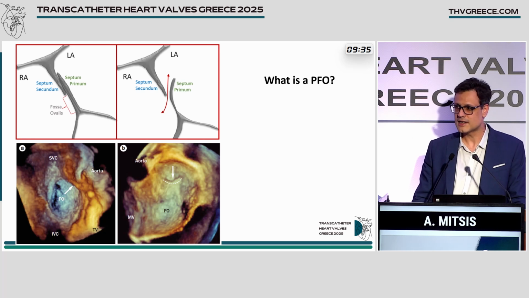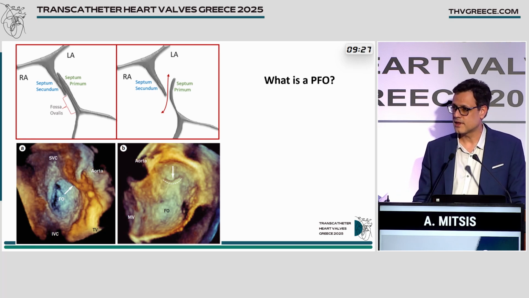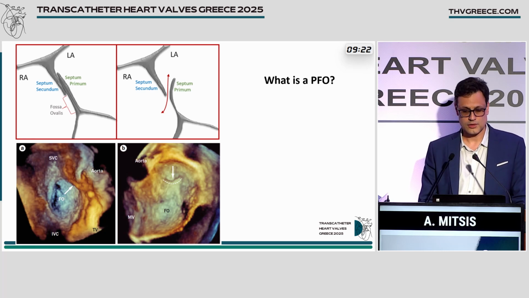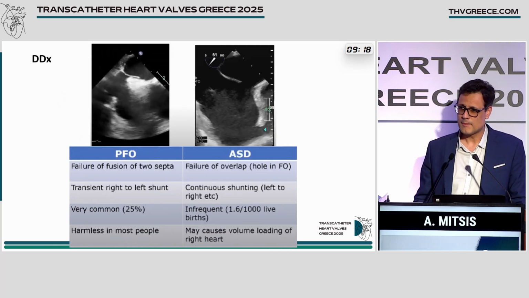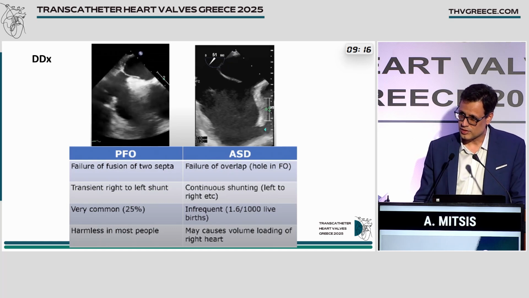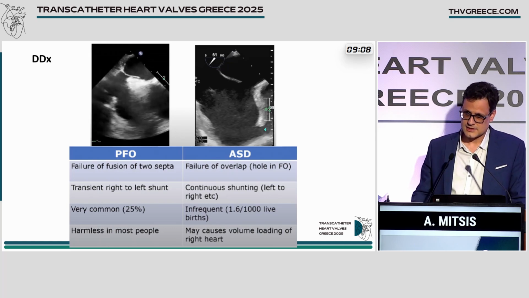Of course, this communication is vital in fetal life, but after birth and as the lungs start to expand, we expect an increase of the pressure in the left atrium and the fusion of the primum and the secundum. But this is not going to happen in about 25 to 30% of adults. PFO is considered harmless in most people, and as you can understand, it's a completely different situation with the ASD.